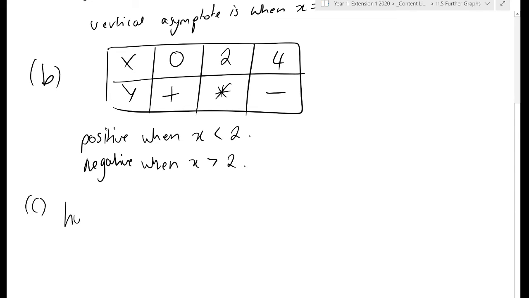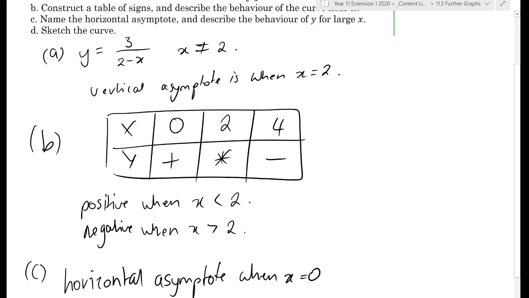Using that rule from before for the horizontal asymptote, I feel like I'm missing a few letters there. Asymptote when x is equal to 0. If my top value is different to my... if I put 0 down the bottom, sorry. What was the rule for that one? Let's just double check that.